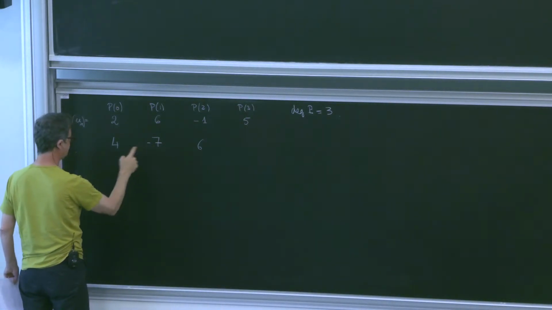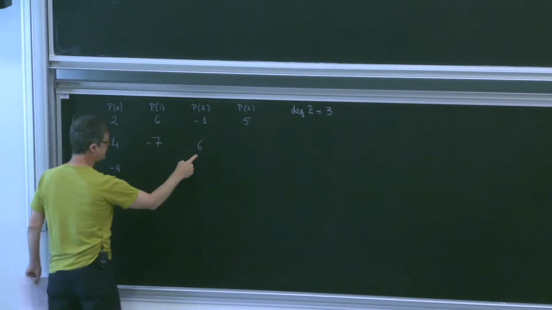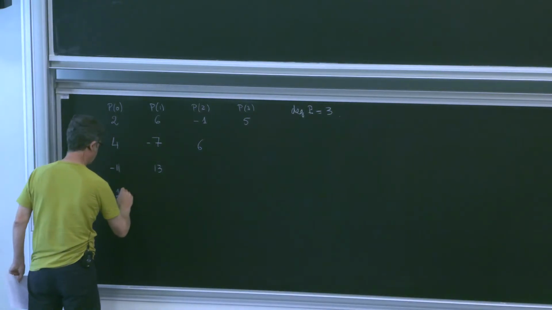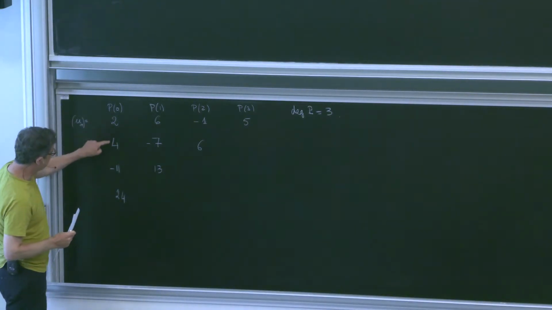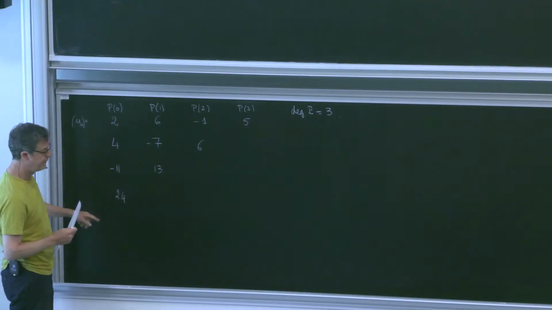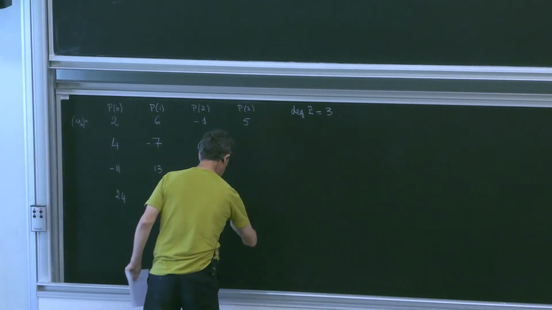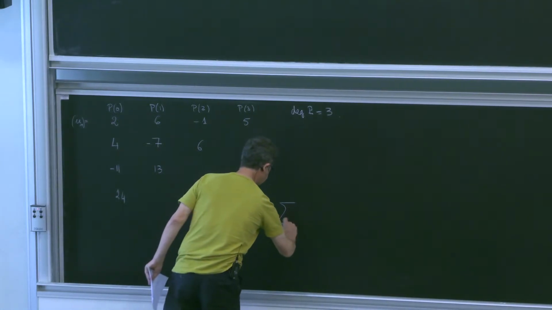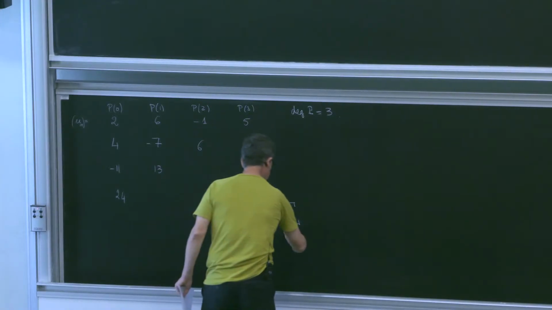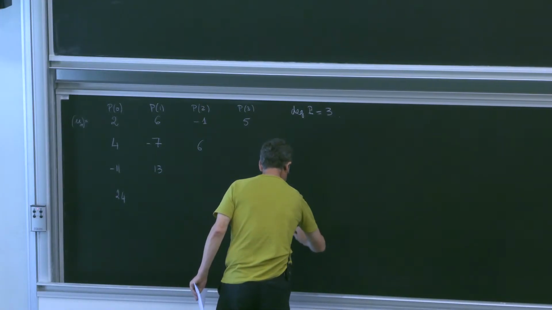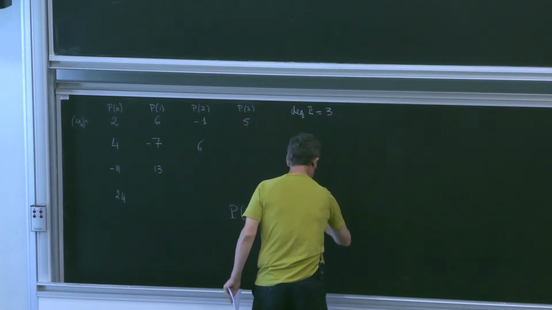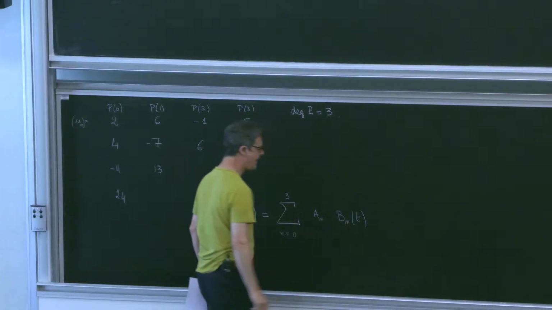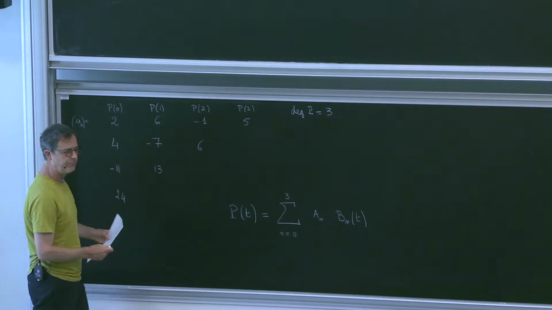So -7 minus 4 is -11. 6 minus -7 is 13. 24. And then you read the coefficients here. Okay? And the formula is p of t is a sum from, let's say, n from 0 to 3 of coefficients a_n times b_n of t, where b_n is the nth binomial coefficient. So this formula is correct.